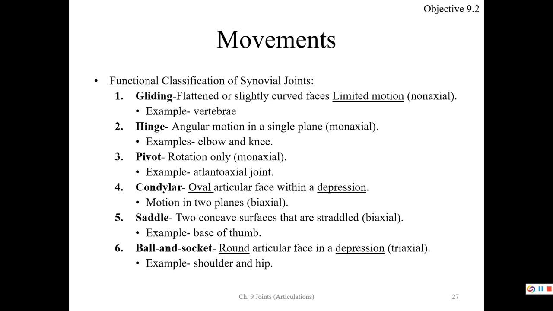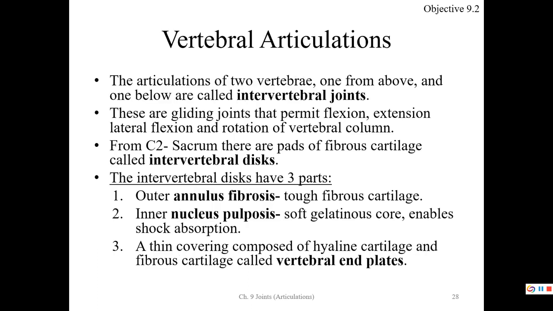A condylar joint, an oval face with a depression, allows two planes. Biaxial. A saddle. This is biaxial, where we have two concave surfaces that straddle each other. Biaxial. And ball and socket. Ball and socket are round with a ball in a depression face, like your shoulder and hip. And these are triaxial, okay? They can move in X, Y, and Z directions, okay?